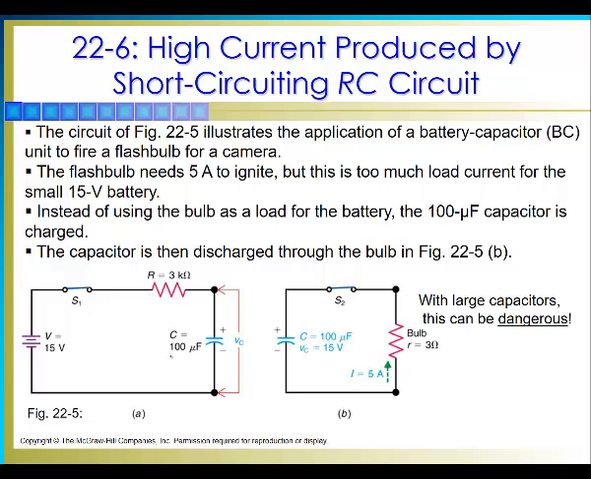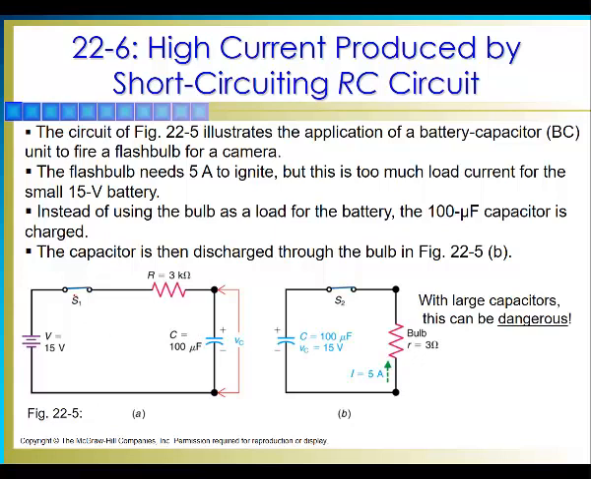So the circuit in this picture illustrates the application of a battery-capacitor unit to a flash bulb for a camera. Basically, this is what they're saying: if you have a 15 volt battery, you can connect it to a capacitor through a resistor of 3 kilo ohms, and after a certain time, 5 time constants, the capacitor will be fully charged.